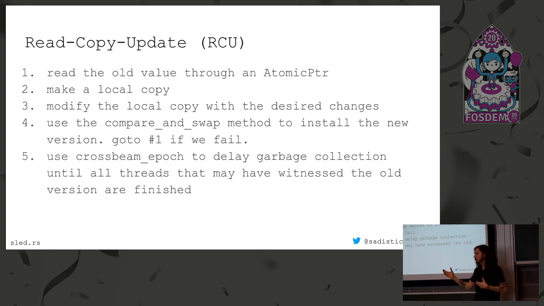But if we succeed, at some point we want to then destroy that data. And the way that we do that in a way that's safe is by using the crossbeam epoch crate. So the real problem here is if we immediately did a free of the data that we just basically made inaccessible, it's possible that other threads still had a reference to it. So we have to delay the destruction of that data until all threads that might have witnessed the data have finished their work. And that's what we use crossbeam epoch for.